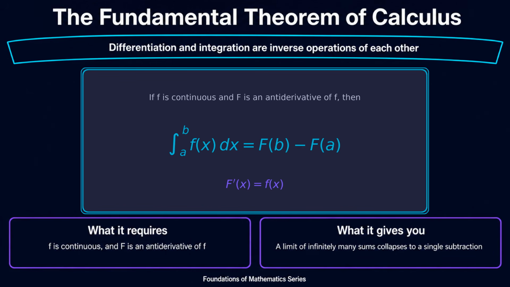Look at what just happened. On the left is a limit of infinitely many sums. On the right is a single subtraction of 2 numbers. The whole construction collapses, provided you can find the antiderivative.